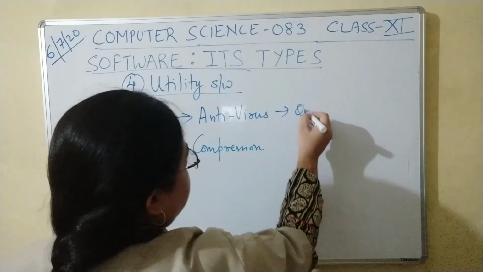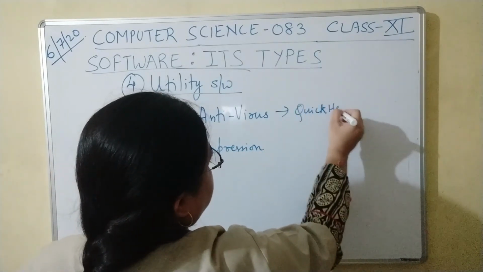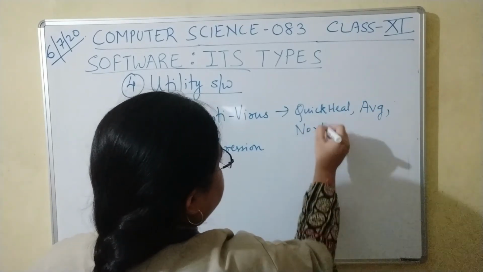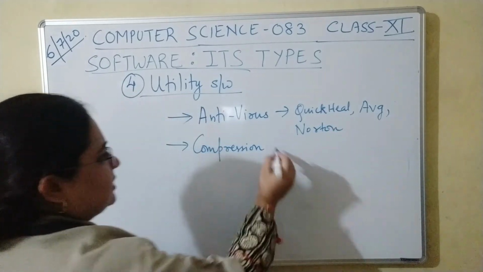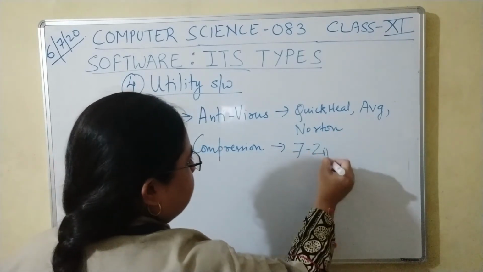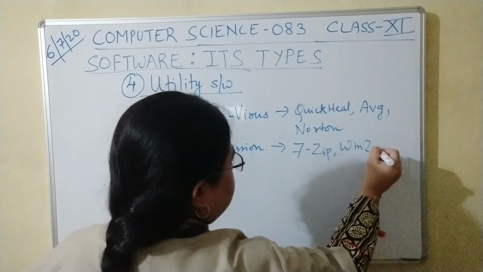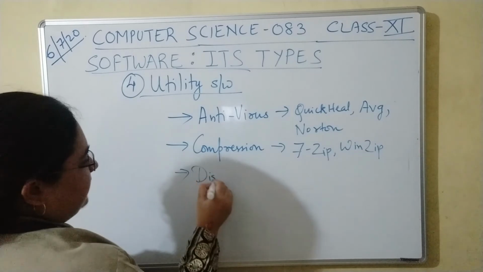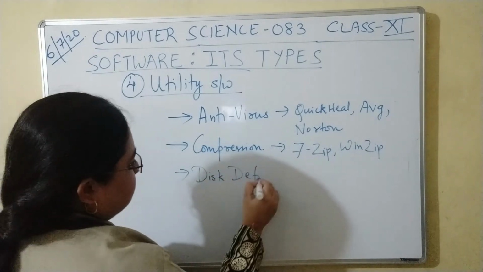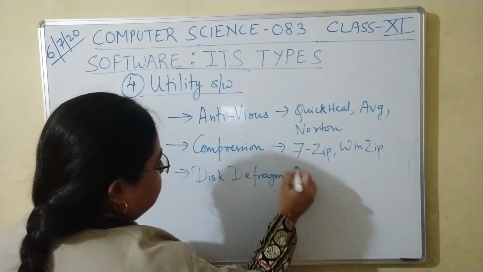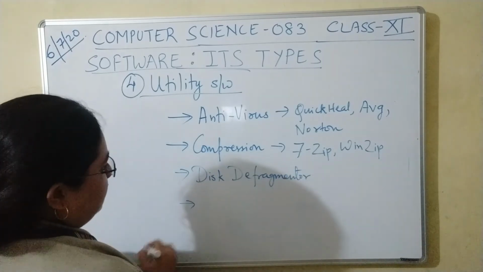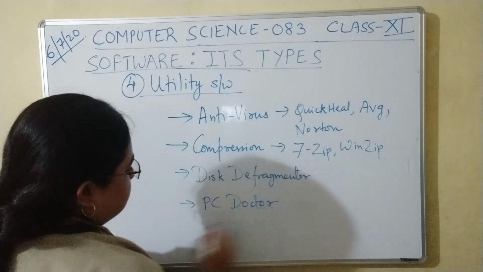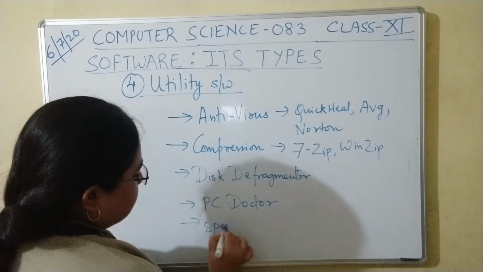Antivirus we can say Quick Heal, AVG, Norton. These all are examples of antivirus softwares. Compression software like 7-Zip, WinZip, and then you have disk defragmenter. You have PC Doctor, speed enhancing softwares.